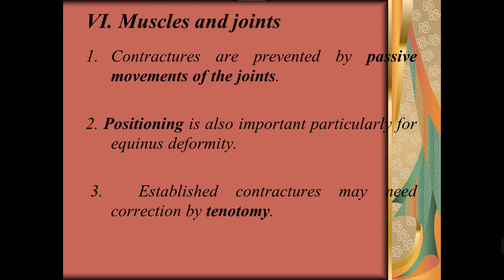Muscle and joint contractures are prevented by passive movement of the joints. We will ask the patient's family to do exercises for their patient, for their benefit. Otherwise, there is no benefit from any treatment without the exercise. Positioning is also important, particularly for equine deformity. Established contractures may need correction by tenotomy by the orthopedic department.